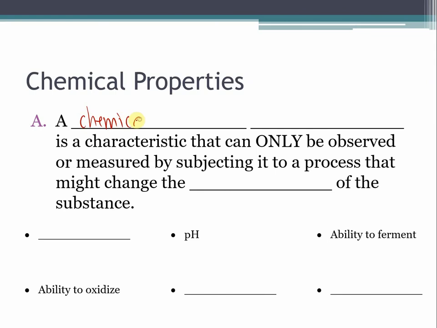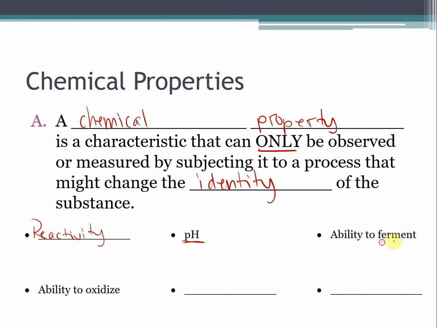On the other side of that, we have our chemical properties and our chemical changes. And a chemical property is a characteristic that can only be observed or measured by subjecting it to a process that might change the identity of that substance. So examples of this would be reactivity. This is how much one substance reacts with another. Or pH, which has to do with how acidic something is. We're going to talk about acids and bases at the end of the year.